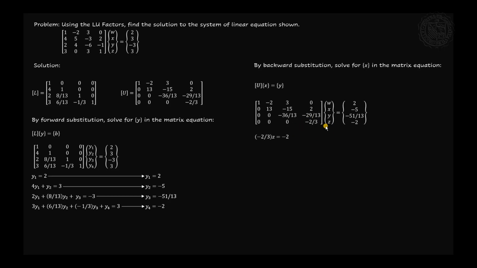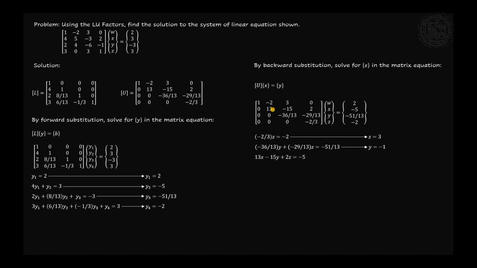So from the lowermost row, we have negative 2/3 of z, which is equal to negative 2. Therefore, z is equal to 3. Okay. Next, let's go to the third row. So negative 36 over 13 of y plus negative 29 over 13 of z, where z is equal to 3. So let's solve for y. y is equal to negative 1.